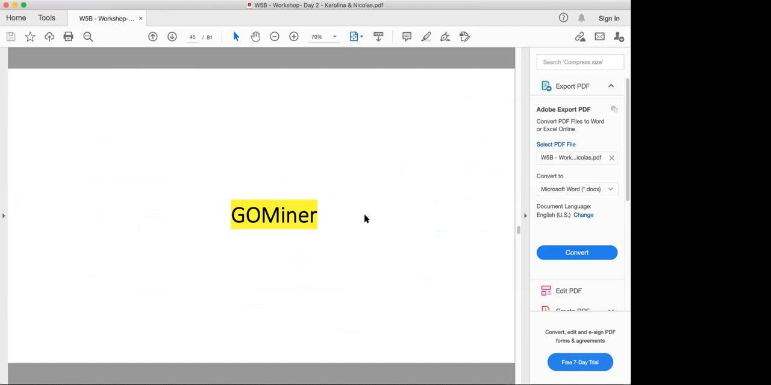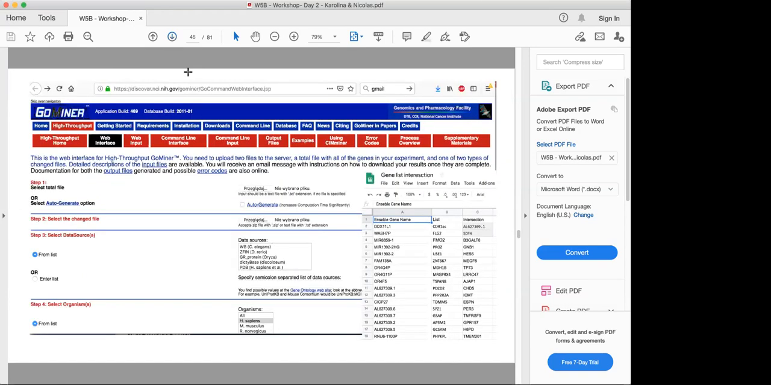And the last website that is also widely used is GoMiner. And this website is on the NIH website, very recommended. So if you are going to write a grant, it's good to include the results from the functional analysis done by using GoMiner. And this is how it looks.